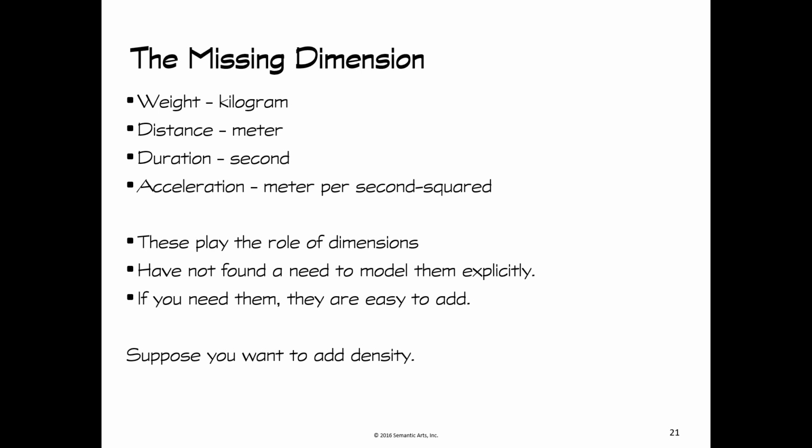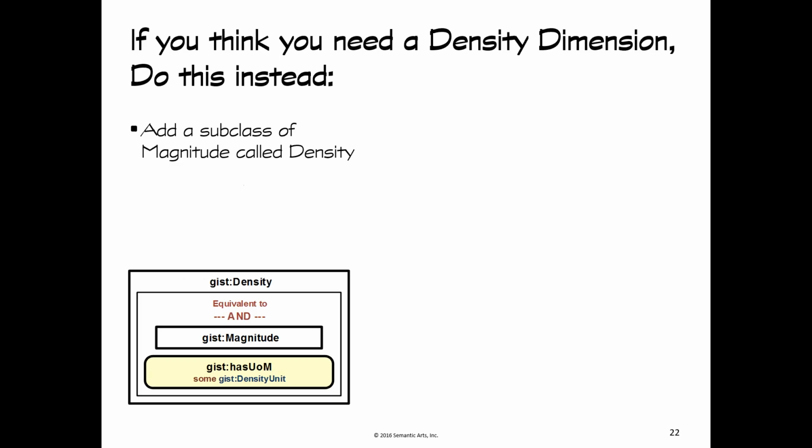You can certainly add them if there's some value. If you find a reason to add them, let us know. And it's easy to do so. But let's just say you want to add density because density doesn't come with raw gist. How would you do that? Well, if you want to add a dimension, you would be thinking, oh, where's the dimension class? Well, we don't have one, so here's what you do instead.